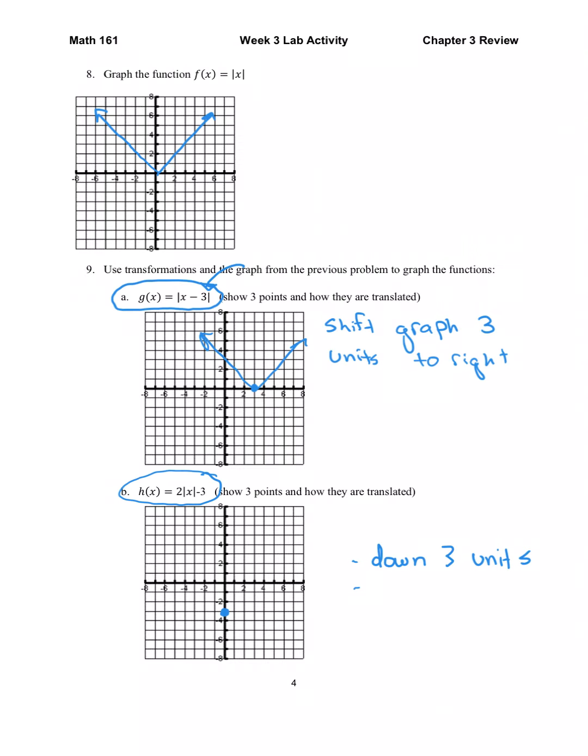Now this 2 right here is making our graph, our absolute value graph, grow twice as fast. Our graph will look something like that. Notice that this graph is growing at a faster rate, twice as fast as our base graph here.